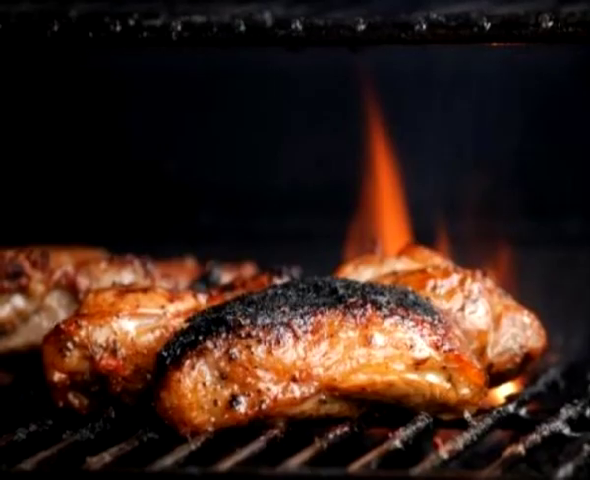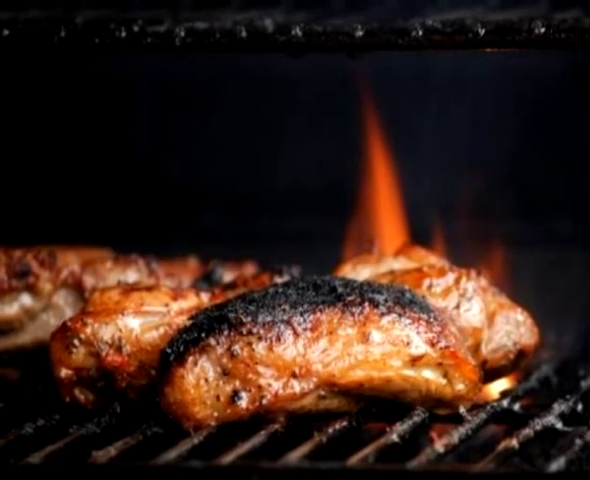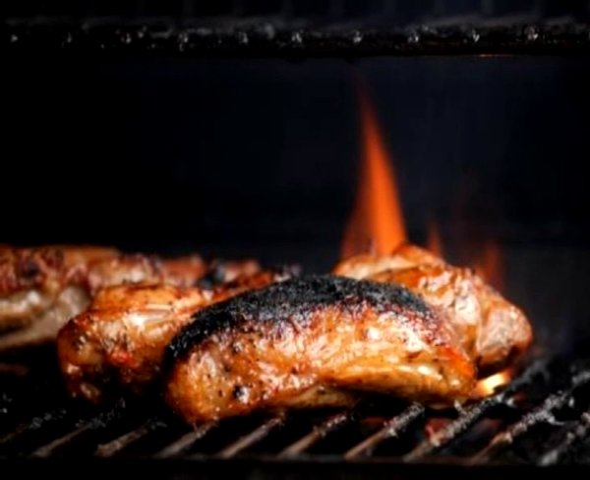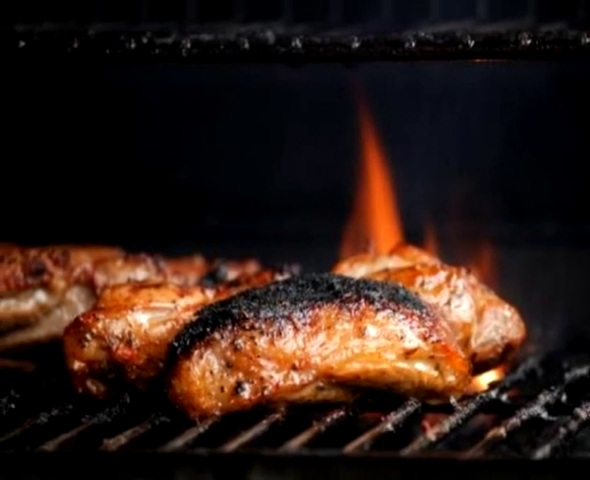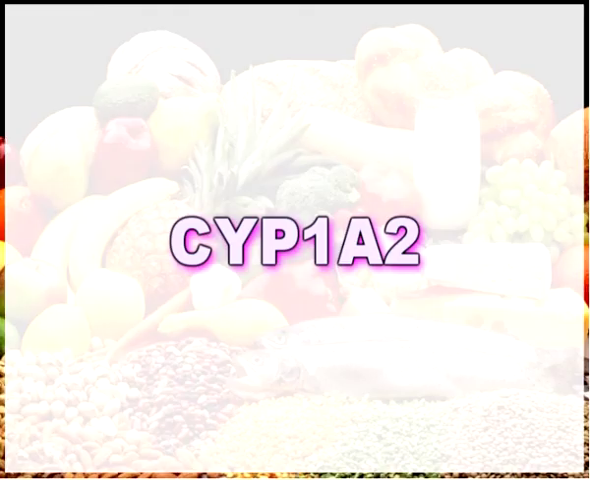Carcinogenic heterocyclic amines are created by high temperature cooking of meat. High temperature cooking, particularly charring of meat, forms some cancer-causing heterocyclic amines. Charbroiled meat induces CYP1A2 due to its high concentration of polycyclic aromatic hydrocarbons.